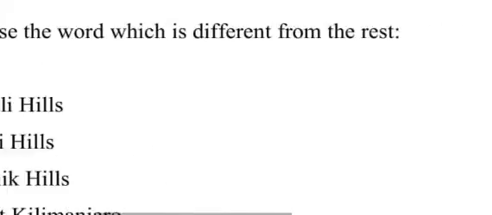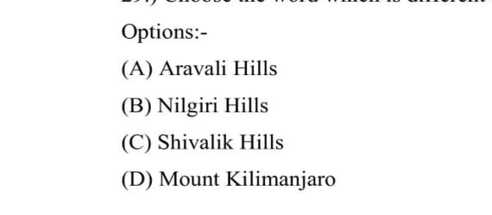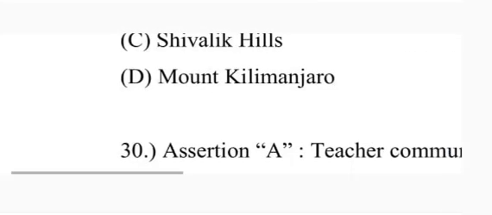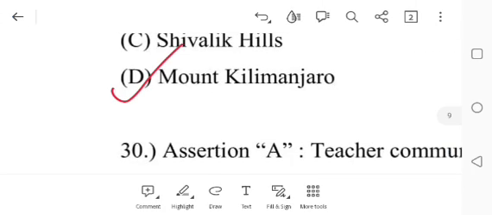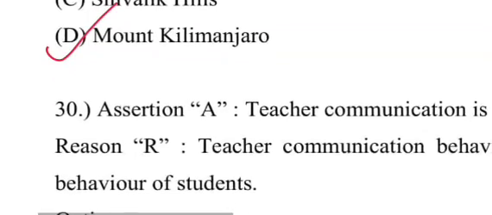Choose the word which is different from the rest. Options are Aravali Hills, Nilgiri Hills, Shivalik Hills, Mount Kilimanjaro. 29. It will be number D, Mount Kilimanjaro. Mount Kilimanjaro you will not get in India. If I am not wrong, it is in Africa.